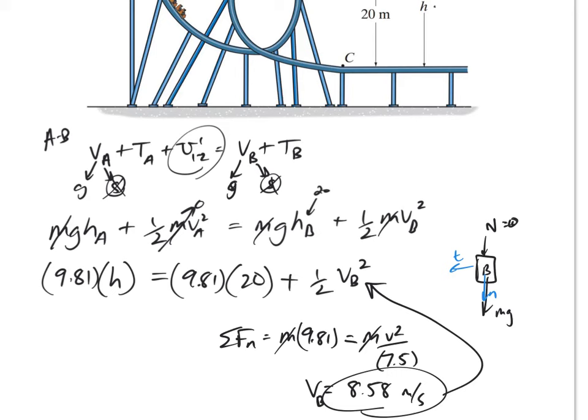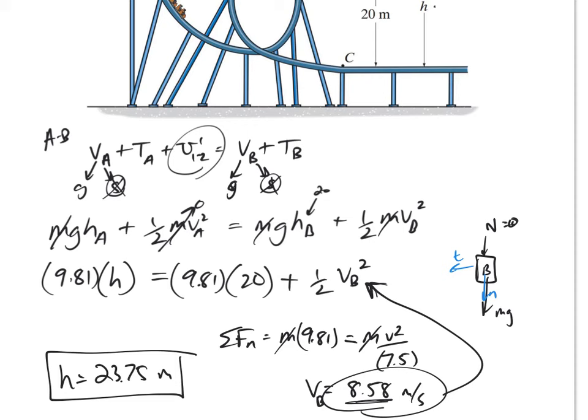All right, so going back to this equation, plugging in 8.58 right up here, I would get a height to be 23.75 meters. All right, so that's the bare minimum required to let it go over that loop without falling off. Then at the end of the problem, it says also find the speed of the car when it reaches point C.